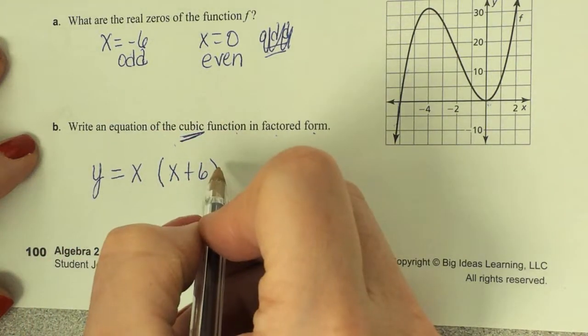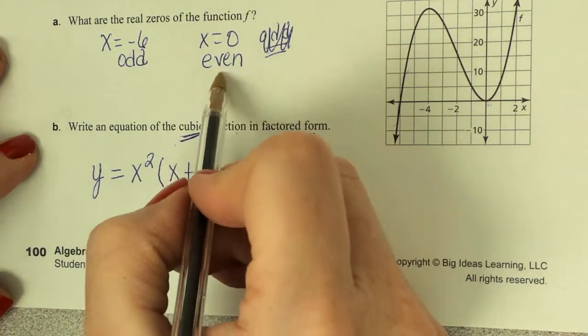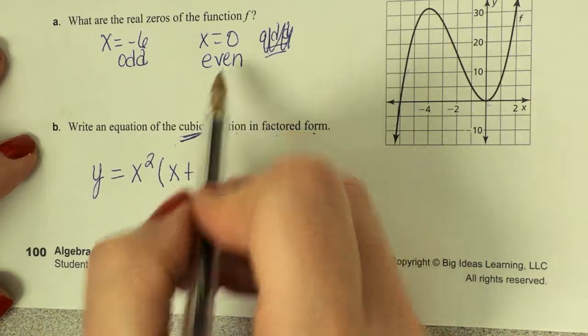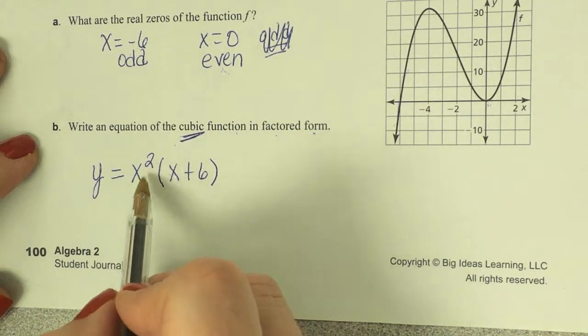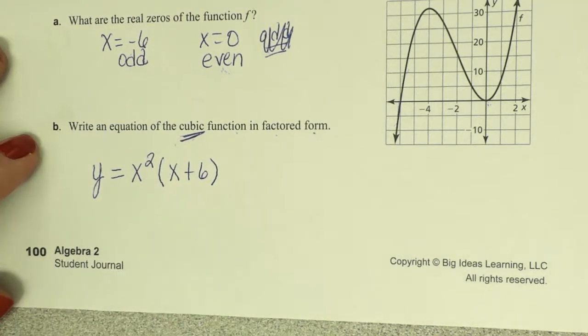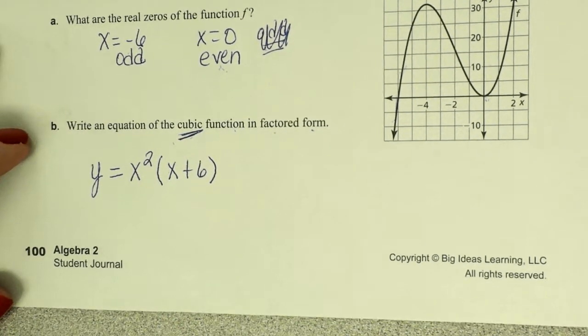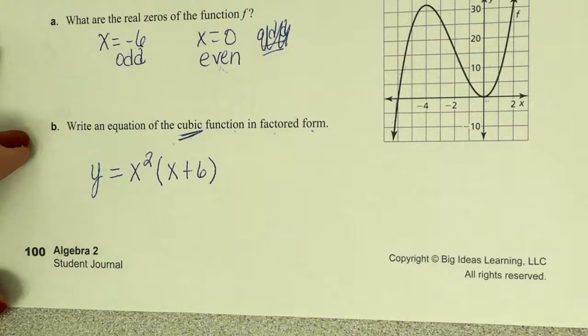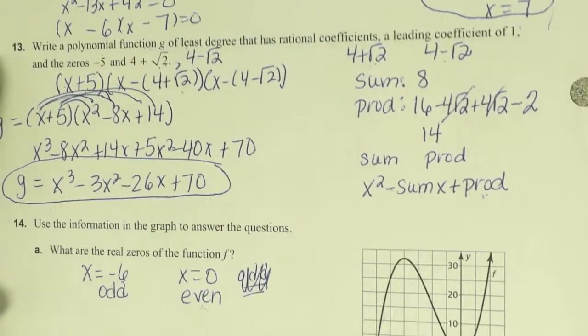Square which one? The first one only, because it was a solution an even number of times. And now I have a cubic function. See how if I multiplied it out, I'd end up with a 3rd degree polynomial? Okay? Any questions? So the big takeaways there.